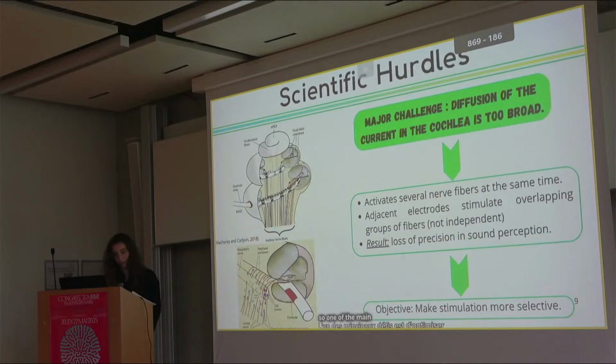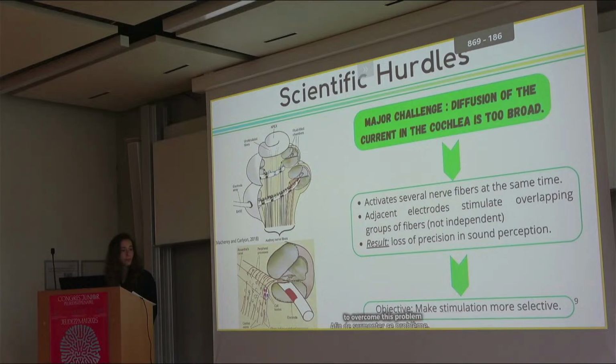So one of the main challenges is to optimize the diffusion of electrical currents in the cochlea. The cochlea is that spiral-shaped organ located in the inner ear, responsible for converting sound vibration into electrical signals that the brain then interprets as sound. In theory, you would expect one electrode to activate one bundle of nerve fibers. As you can see here, one electrode, one bundle of fibers, whereas in reality, one electrode can activate an overlapping population of nerve fibers, thereby reducing the precision of the stimulation.